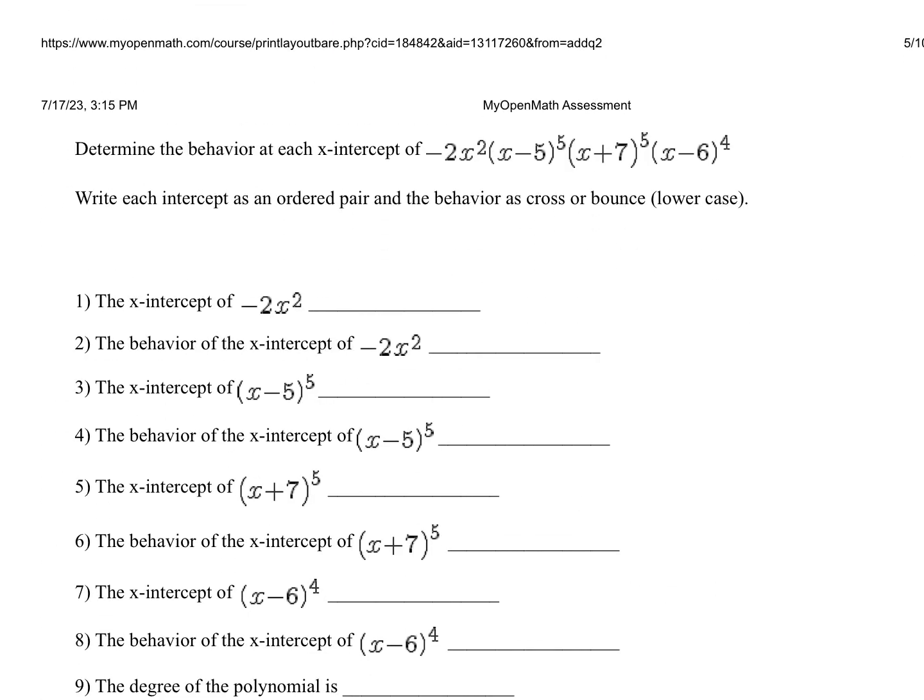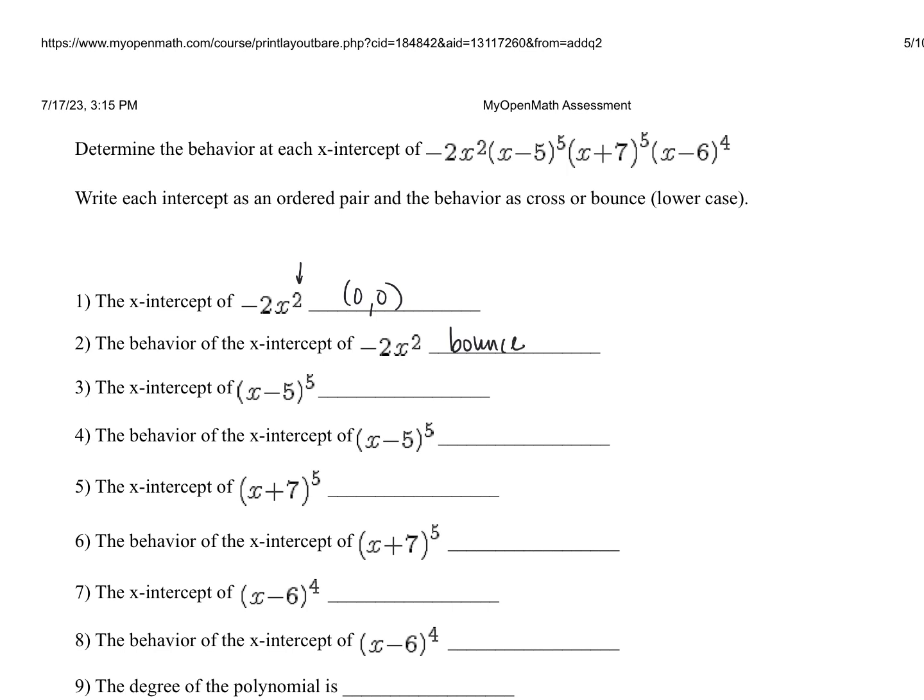Number 10, determine the behavior at each x-intercept. Write each intercept as an ordered pair and the behavior as cross or bounce. So the 0 associated with this one... oh, I see there's 2. Okay, got it. So the 0 is 0. That means the ordered pair will be (0, 0). And since the multiplicity is 2, this will be a bounce.